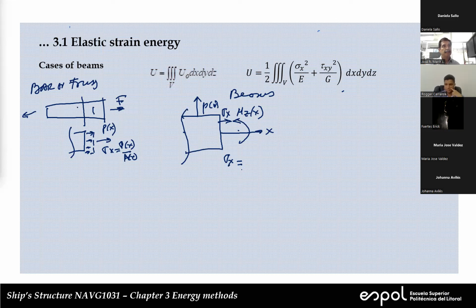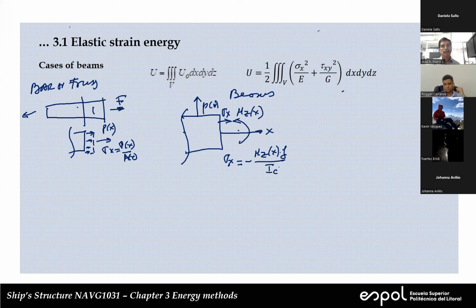You don't remember that? Come on, this is the basic expression. You should remember that. Mr. Vasquez, do you remember that? Yes, doctor. It is minus M sub c times y over I sub c. It's I sub c, Mr. Vasquez. What is this? Inertia. What are the units of the inertia? In general, length to the what power? To the fourth.